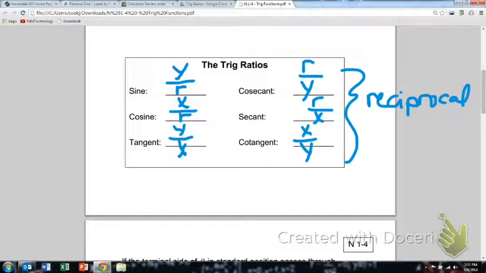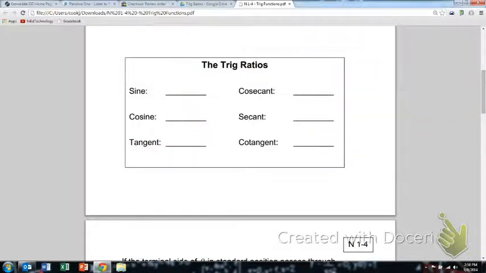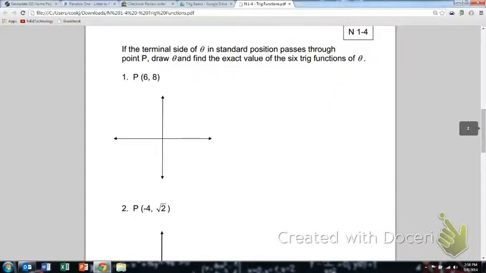So we're going to use these ratios in some problem situations. So let's look at this first example. This says if the terminal side of theta in standard position passes through point P, draw theta and find the exact value of the 6 trig functions of theta. Okay, so let's start here. So we've got the ordered pair 6, 8. So that means we'd go over 6 and up 8. Over 6 and up 8. And that's on the terminal side of theta.